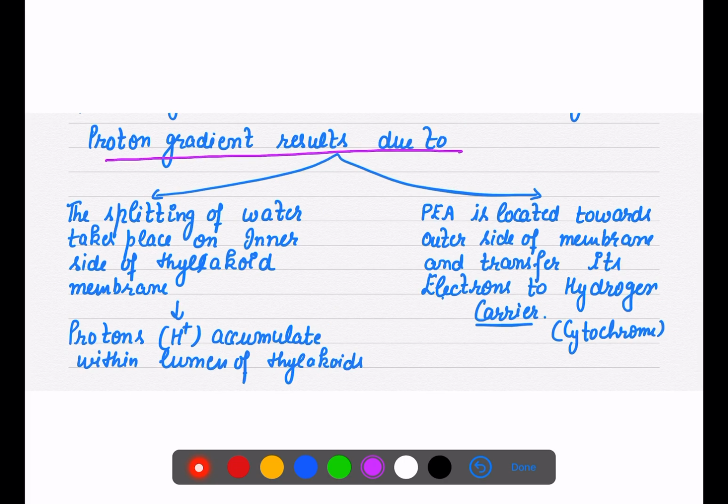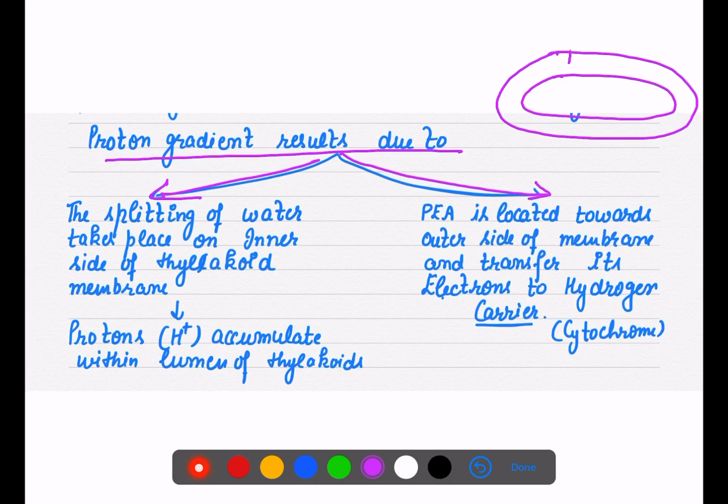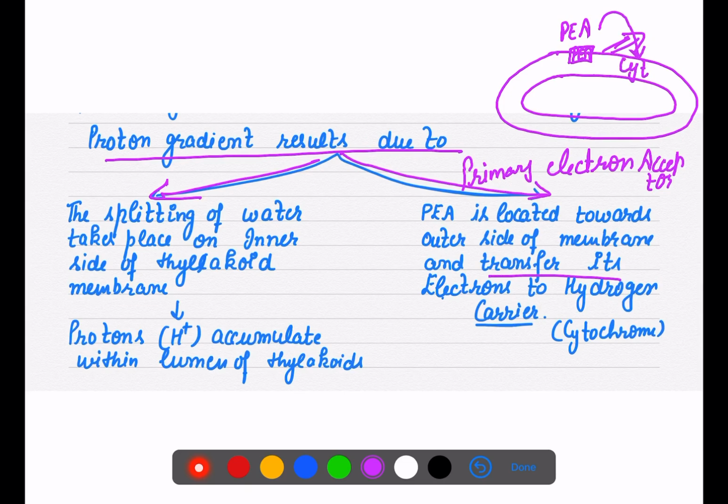And where will the proton gradient come from? First one is the splitting of water, and second, now this is the membrane, and here is the PEA. What is PEA? PEA is the primary electron acceptor. As you can see, this is located towards the outer side of the membrane, and it transfers its electron to the cytochrome, that is your hydrogen carrier.